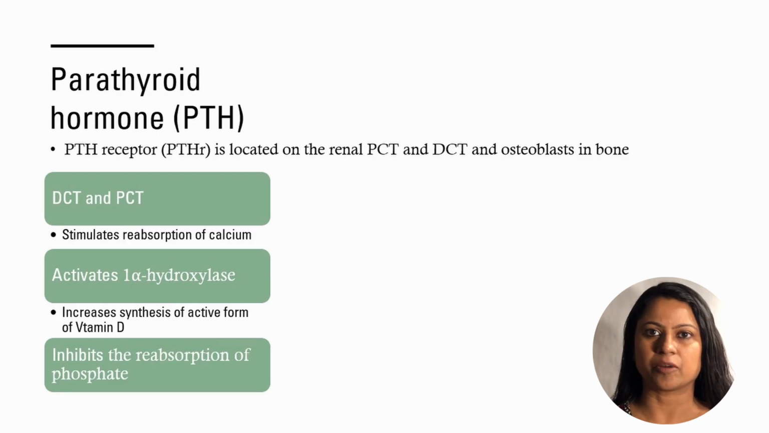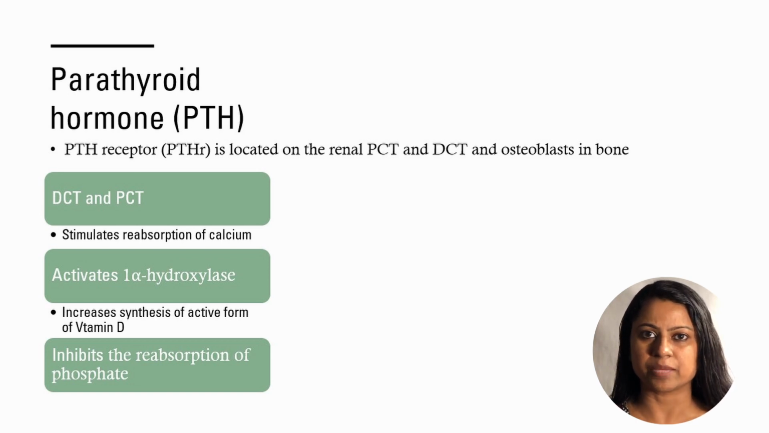PTH receptors are present in the proximal and distal convoluted tubules of the kidney as well as the osteoblast. In the convoluted tubules of the kidney, PTH actively increases the reabsorption of calcium, whereas in the proximal convoluted tubule, PTH stimulates the activity of the enzyme 1-alpha hydroxylase, which is vital in the synthesis of the active form of vitamin D.